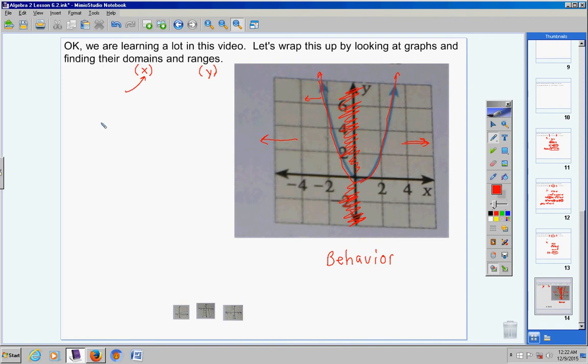So the domain for this graph would simply be all real numbers. That's it. That's easy, guys. Think about it. There's no limit to your x values. This graph continues up and to the left and up and to the right. So your domain is all real numbers. However, we're going to do some more of these. Just sit tight and watch, okay? However, look at the range now. The range is a little different.